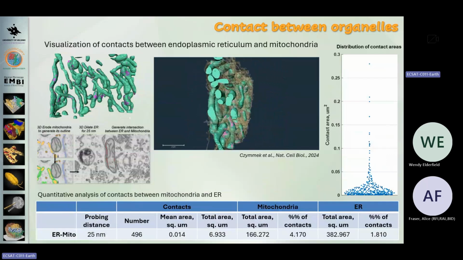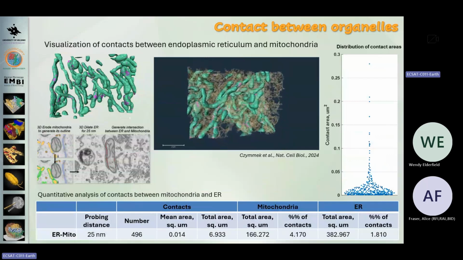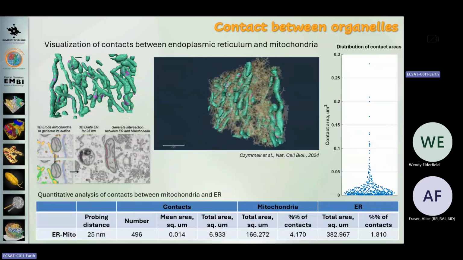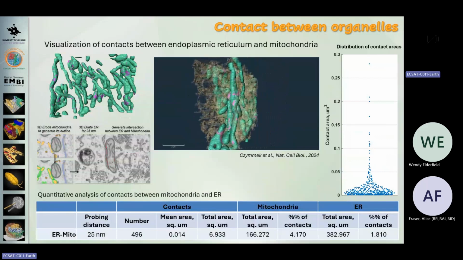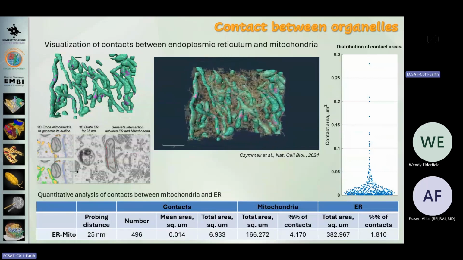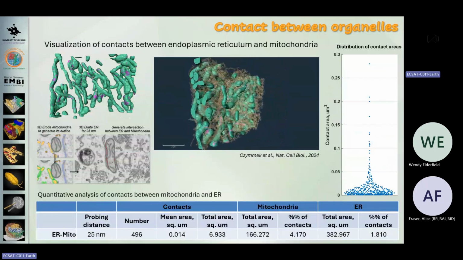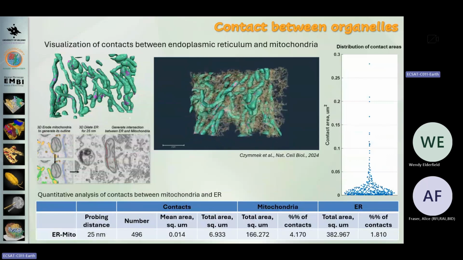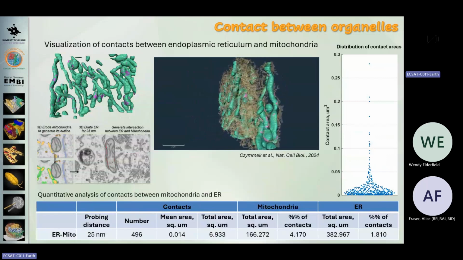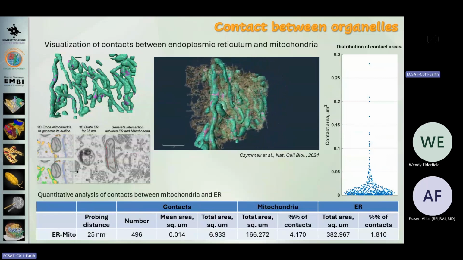We can find their numbers. You can calculate their average area, and then you can calculate the percentage of contacts that occupy mitochondria and those for ER. For example, in this particular case, 4% of mitochondria have contacts with ER. On the other hand, about 2% of ER have contacts with mitochondria.